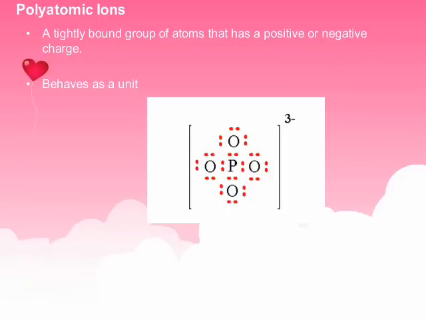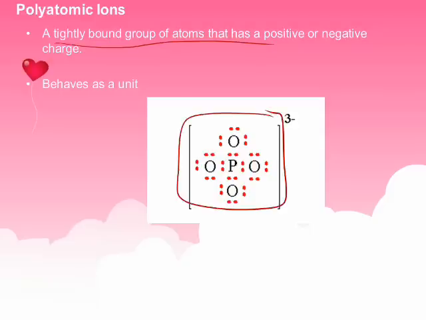Polyatomic ions, which we'll get to in more detail next chapter when we'll be naming these, are a tightly bound group of atoms that has a positive or negative charge. So these are a group that all have a negative charge of 3-. Not individually. That doesn't mean this O has 3-, or P has 3-. Just as a group, they all have 3-. 3 electrons came in, and it allowed them to all bond together as a group.